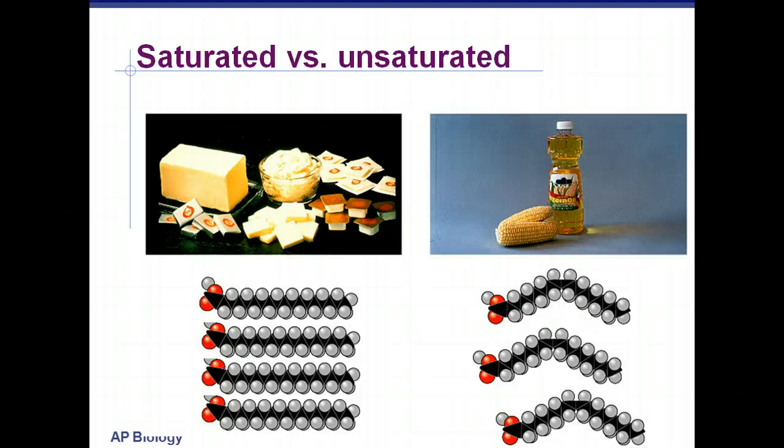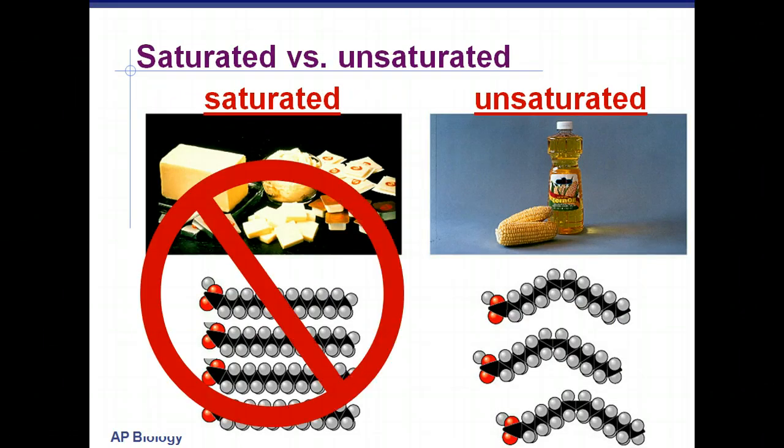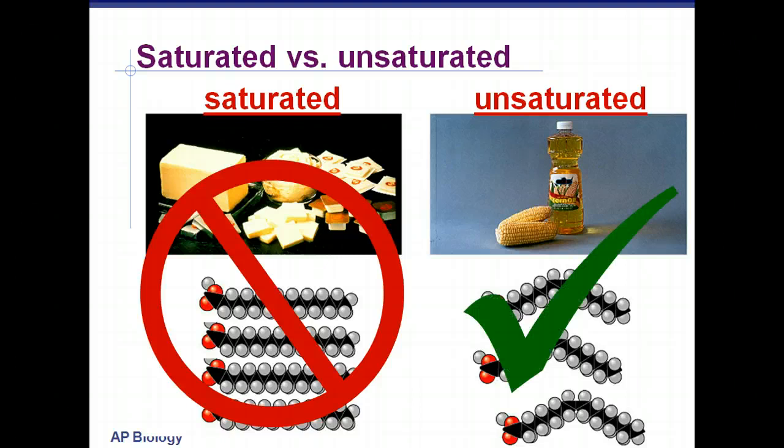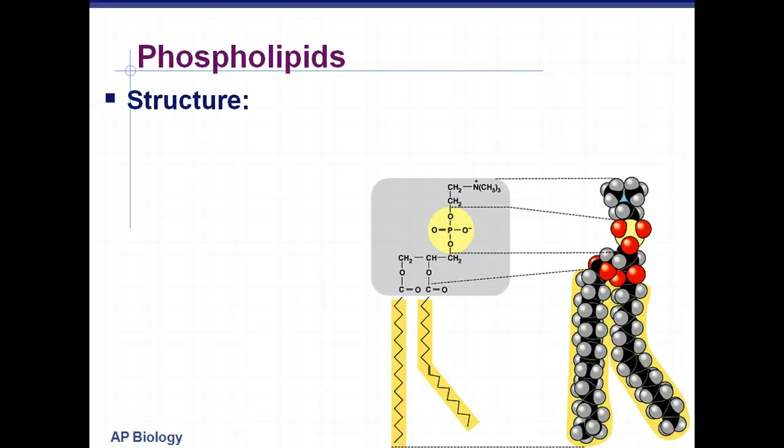So when it comes to good versus bad, saturated fats are definitely bad for us. We don't want those because they can stick in our body and get built up along the sides of our arteries. Unsaturated fats, though, we're okay with those. They usually pass through our body pretty easily. We get some energy from them, but not nearly as much as we do from saturated.